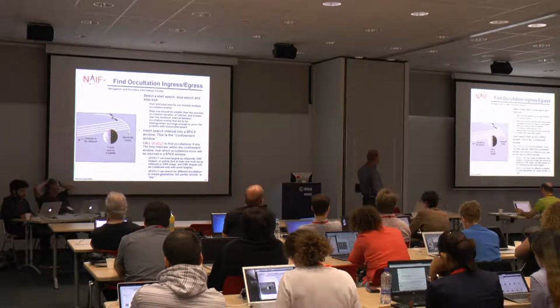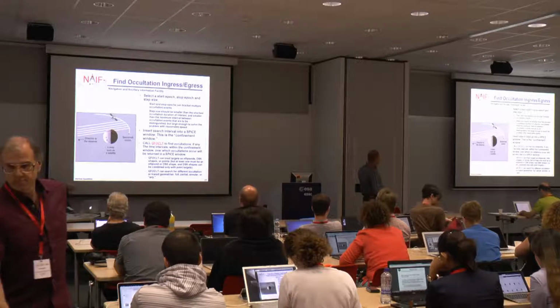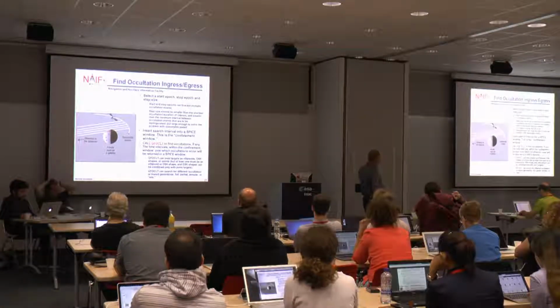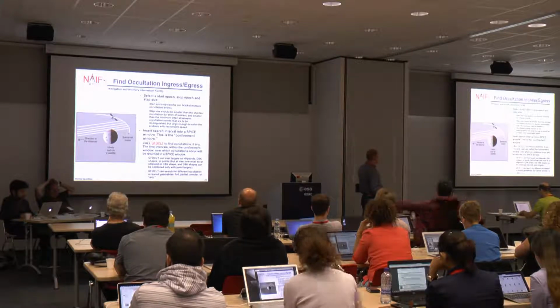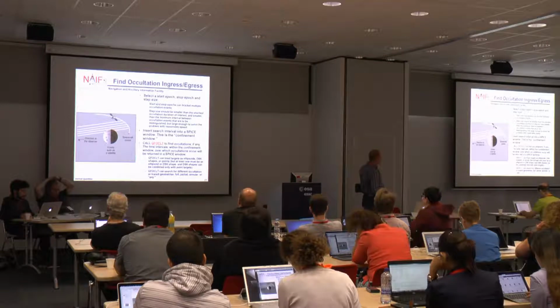So GFOCCULT can treat targets as ellipsoids, DSK shapes, or points, but at least one must be an ellipsoid or DSK shape, and DSK shapes can be combined only with point targets. And it can search for different occultation or transit geometries: full, partial, annular, or any.